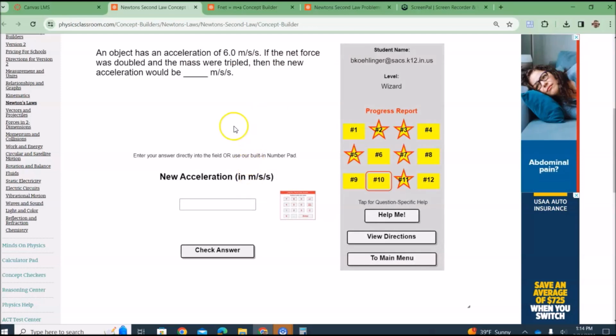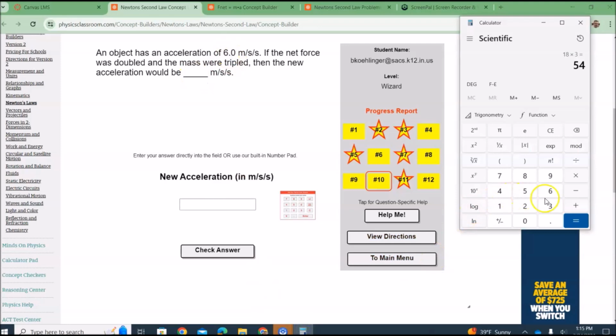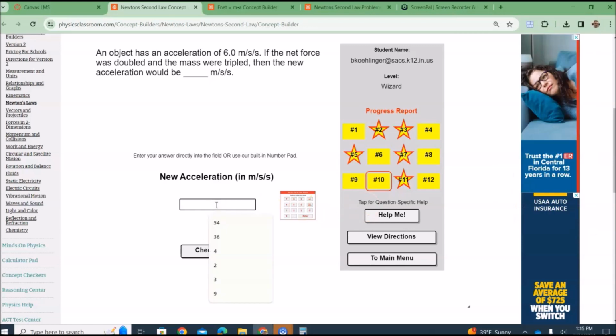And for this one, we have the net force is doubling and the mass is tripling. So if the net force gets bigger, the acceleration gets bigger. But if the mass gets bigger, the acceleration gets smaller. So it's going to be getting bigger by a factor of 2, but then it's going to get smaller by a factor of 3. So it's going to be 2/3 of 6. So 2/3 of 6, 6 times 2 divided by 3. So it's going to be 4 now.